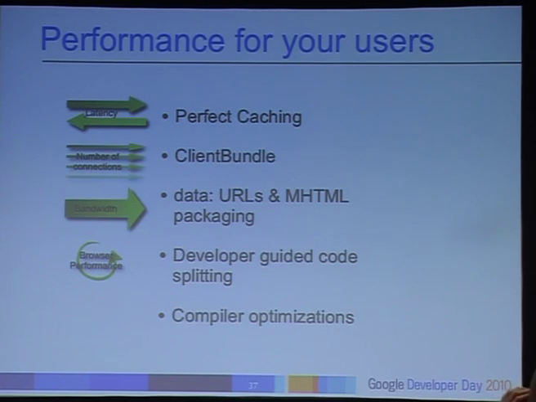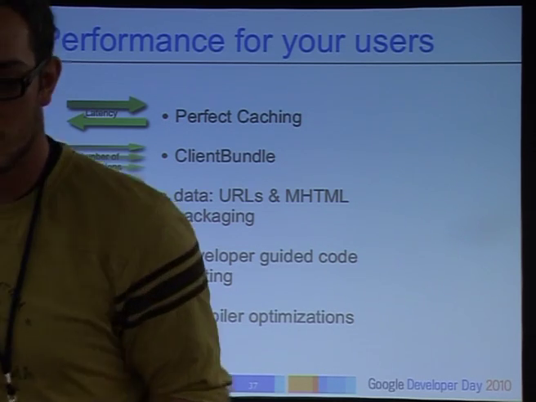There are several different things that the GWT compiler does for us. We're going to talk about them each individually here. The caching, I'll just say a little bit about that. GWT has a system for keeping track of your file versions, so it enables you to upgrade your application, but still enables proxy servers to cache your application resources.